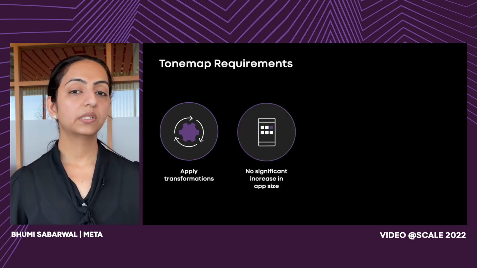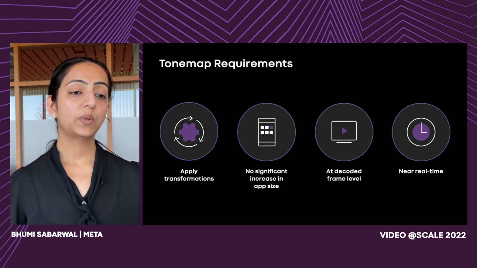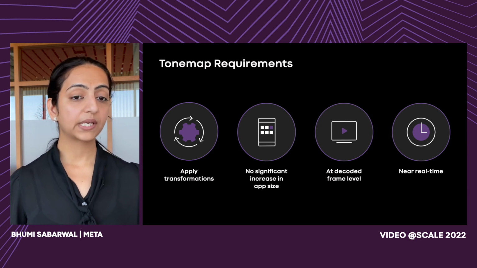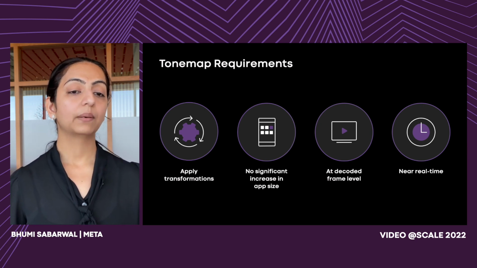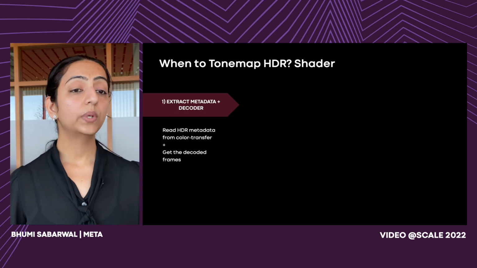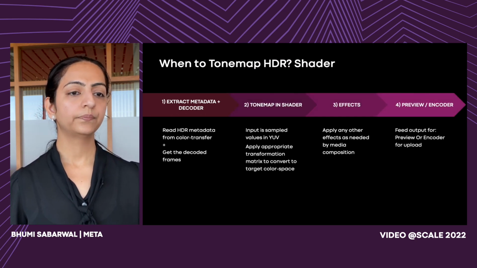So the next question is when to tone map, and we have the following requirements. The first is that we have to apply some mathematical transformations. There should be no significant increase in app size, and we need to tone map at the decoded frame level and in near real time. So when to tone map HDR? And the answer is in the shader.